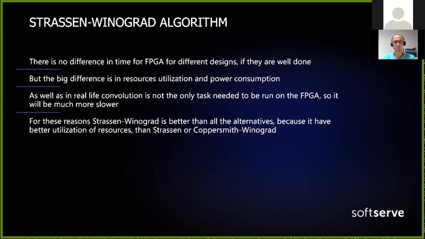But the big difference is that resource utilization and power consumption are better using this Strassen-Winograd algorithm. And in real life, we don't use all of the FPGA for the neural network, but we want to have something else on it. Other approaches can be much slower. The same goes for multiplication units and addition units. And for this reason, yes, Strassen-Winograd is the best known approach to accelerate the CNN on the FPGA.